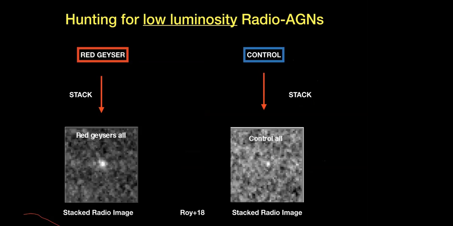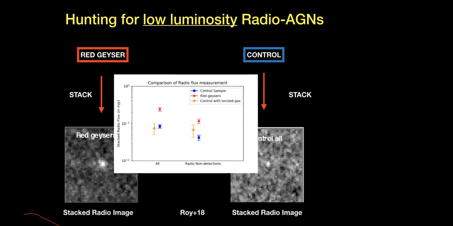And if you compare these two images, this one clearly has more signal than the control. And this plot is just a technical way of saying the same thing. The y-axis gives you the stacked radio flux, and the x-axis gives you the different samples and subsamples we tried this stacking exercise on. We can ignore that for the time being, but we see that in all the cases, the red points that signify the stacked red geyser always lie higher up than the control sample, which is shown by blue. So the red geyser stacks always show an enhanced radio emission compared to the control sample.